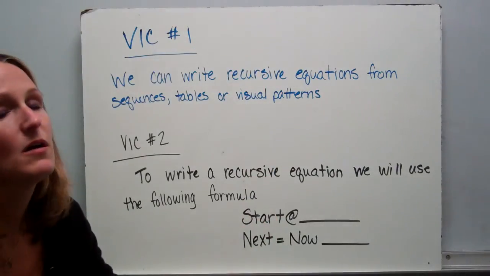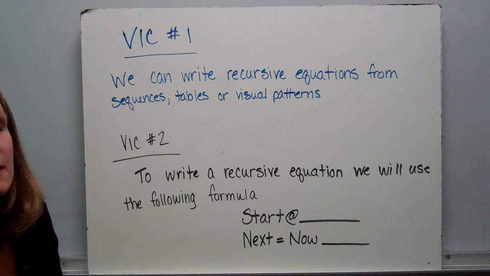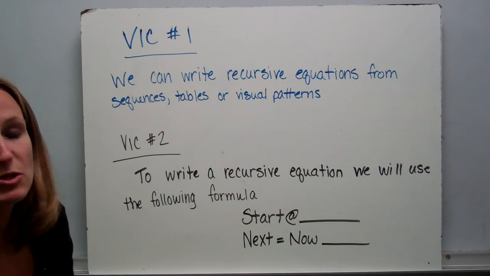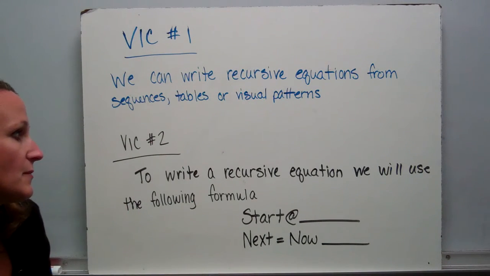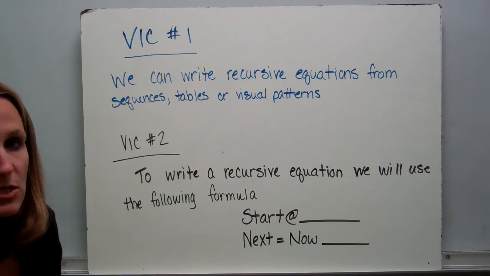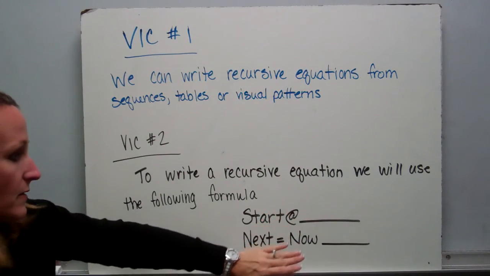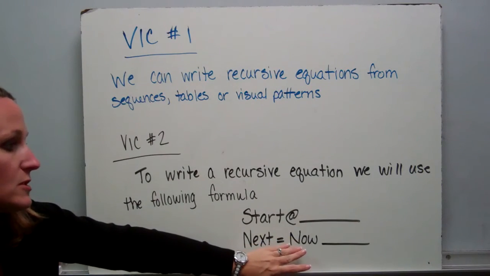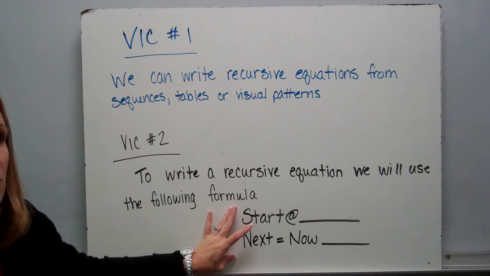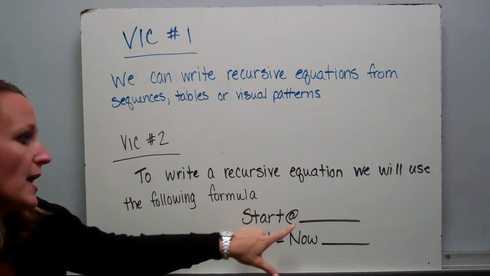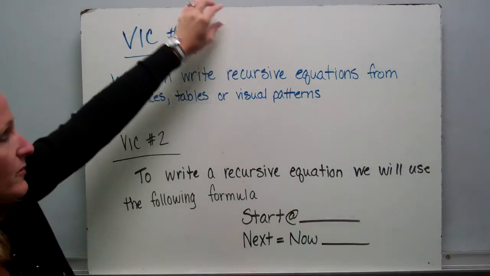All right, so very important concept number one. We can write recursive equations from sequences, tables, or visual patterns, and we'll do an example of all three in this video. Very important concept number two. To write a recursive equation, we're going to use this formula. Start at, and you'll put the number in which you start. Then you're going to say next equals now, then you're going to do the pattern. So this is the formula I want you to get used to using, for now at least. Start at, you'll put your number, then next equals now, whatever your pattern is.